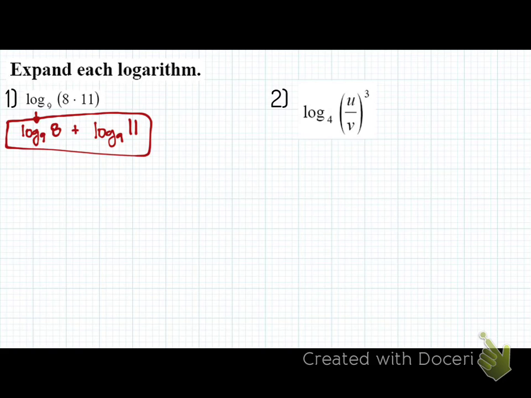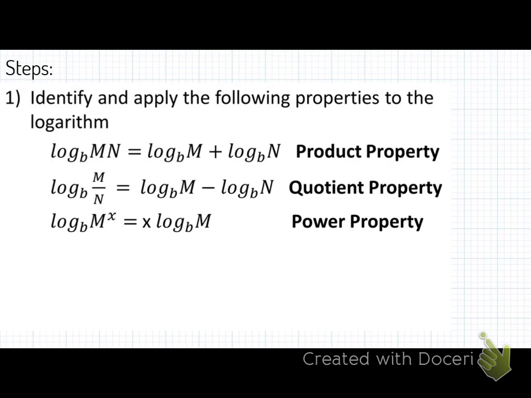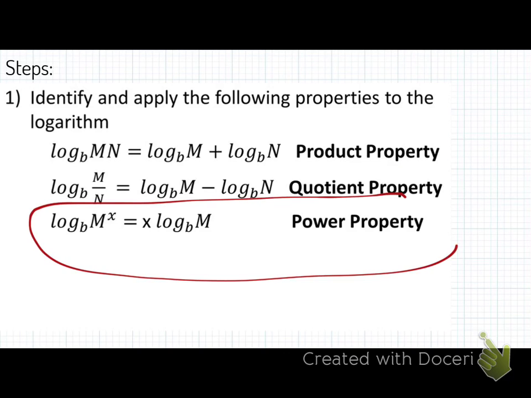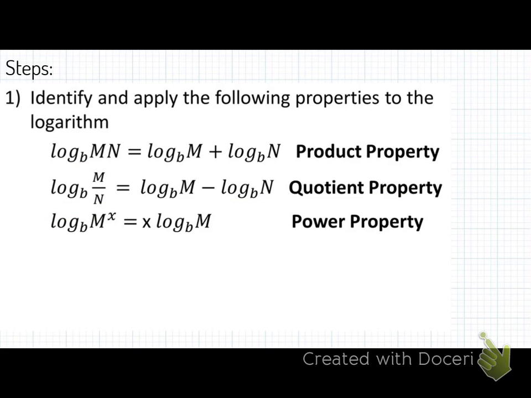Okay, number 2 looks a little more difficult. It's not. We have a couple things going on here. We have log base 4 of a number and it's being raised to a power, right? So look at your notes. We have a power property we're going to use, and you also have this quotient property. So we're going to use two properties on this one.